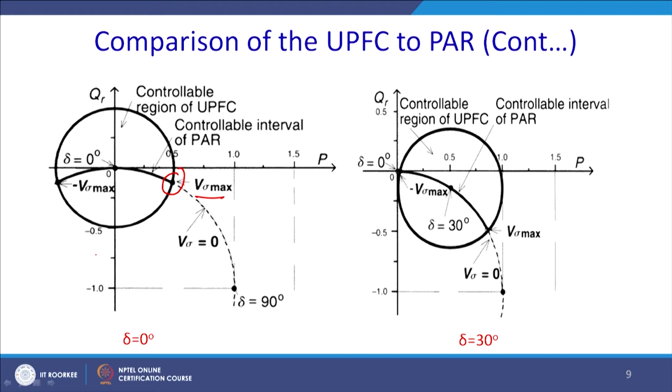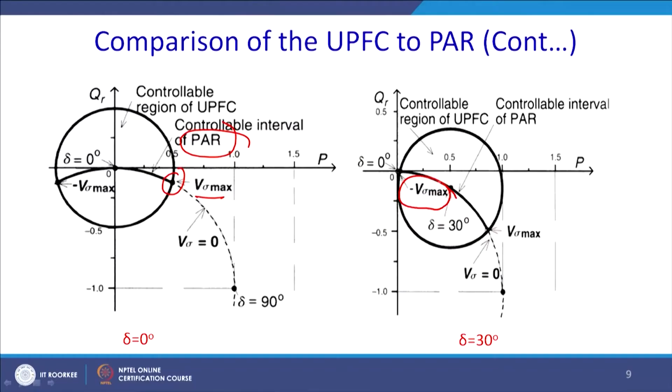So, you can deliver up to 0.5 and you can change the delta accordingly to any point. This is with the power angle regulator. But in case of delta equal to 30 degree, there is not much change. The PAR and the UPFC at delta equal to 0 are the same. But in case of the 30 degree, this is actually the Q max and what you can inject.